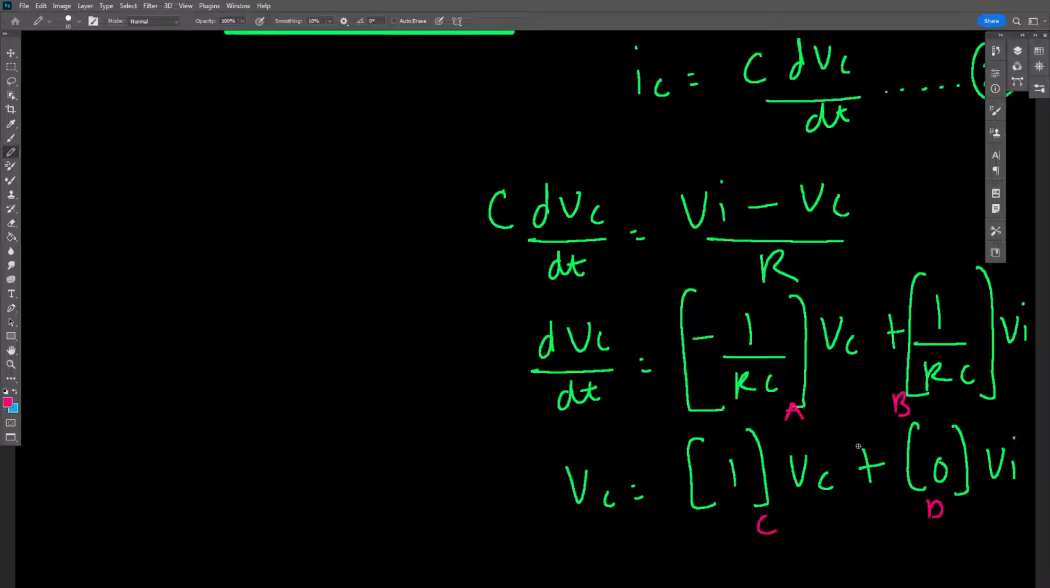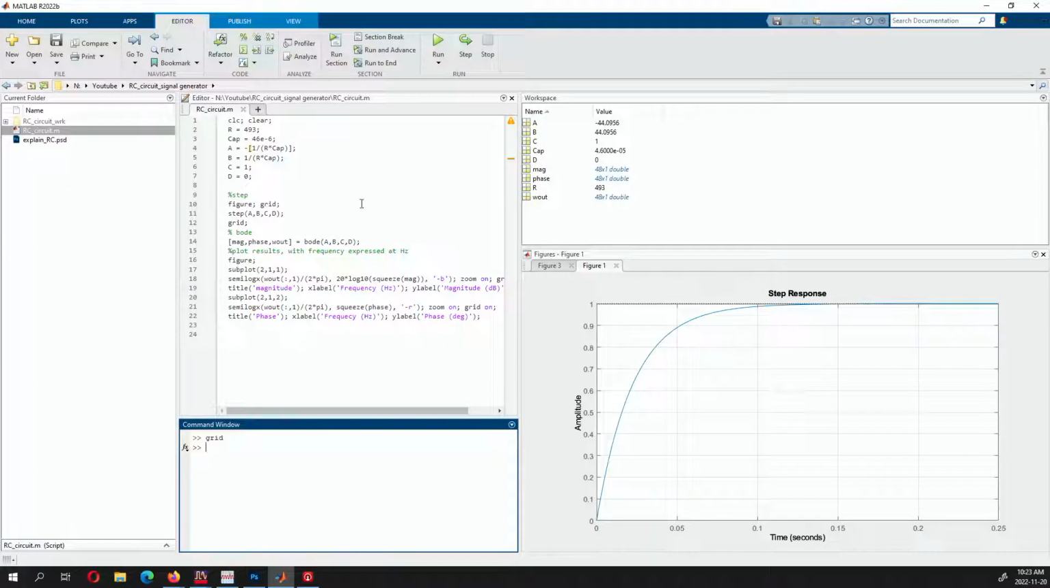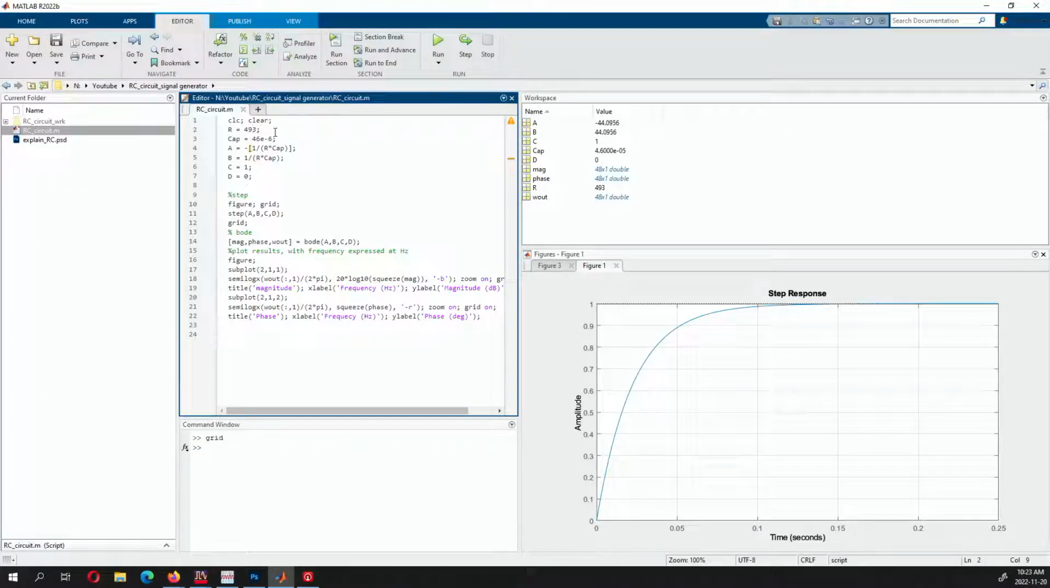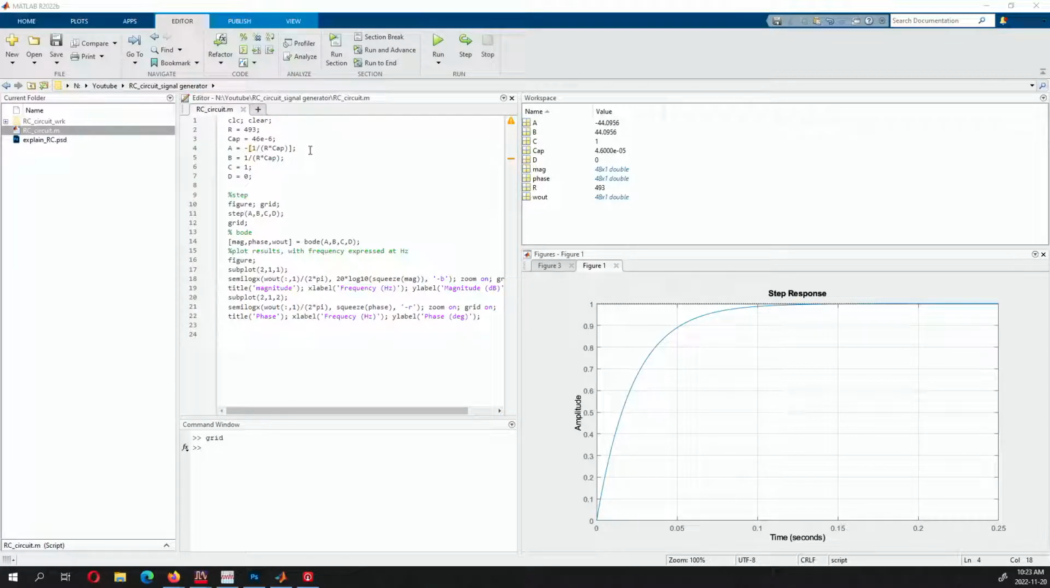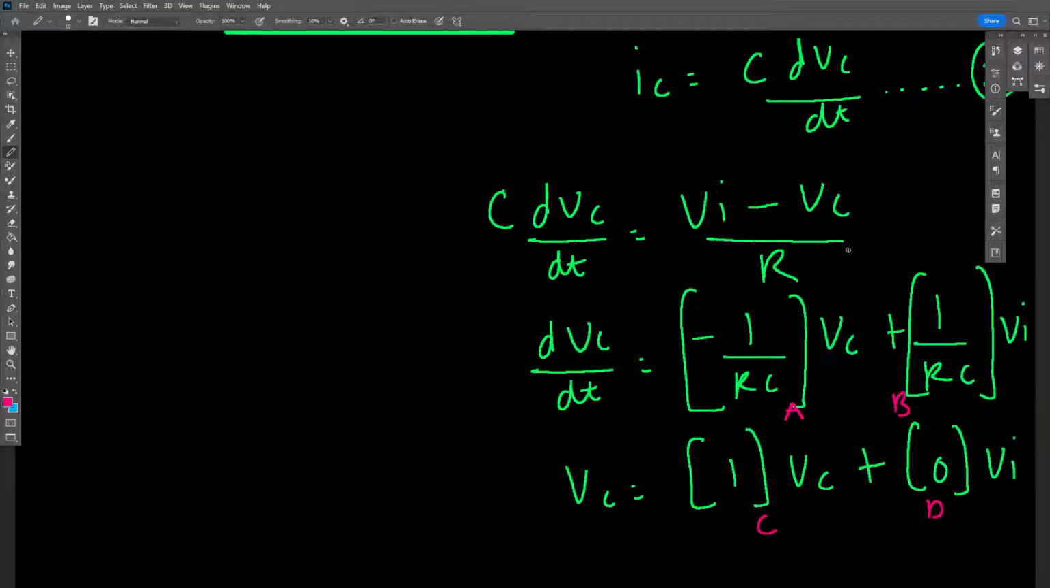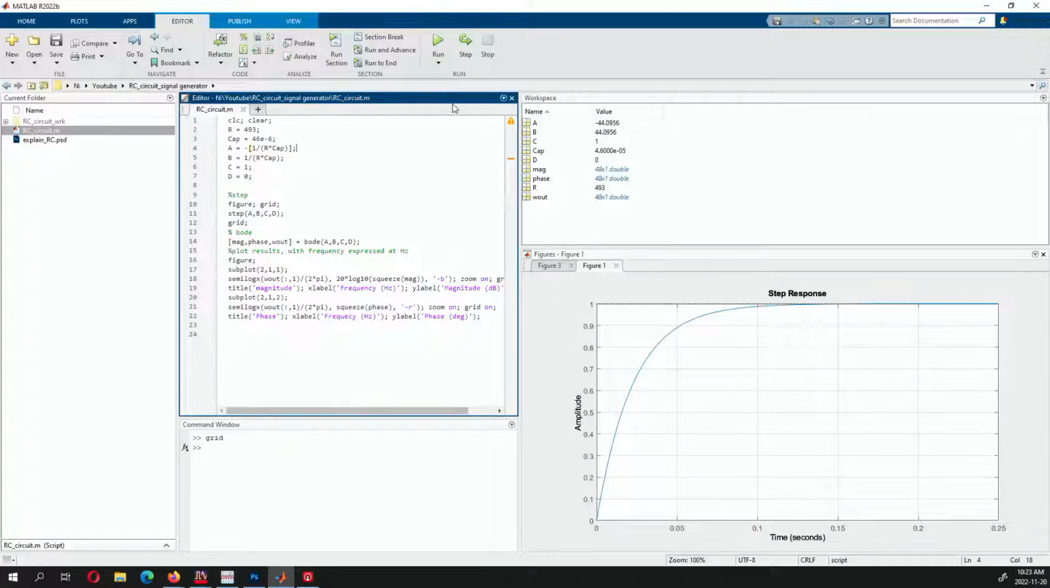So what we'll do is we'll take this over to MATLAB, which is pretty much the tool for doing this type of stuff. So I've written a very simple script where I have R as 463 ohms, the capacitor is 47 microfarad, and A is minus 1 over R times capacitance, which we have seen here. So A is equal to minus 1/RC, and B is equal to 1/RC.